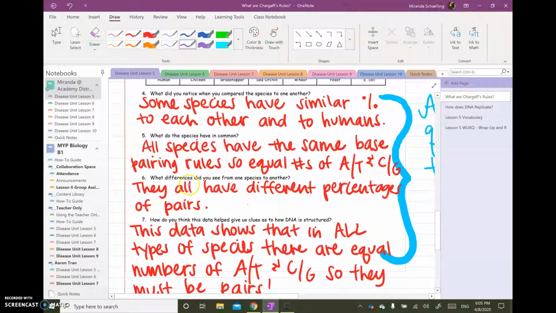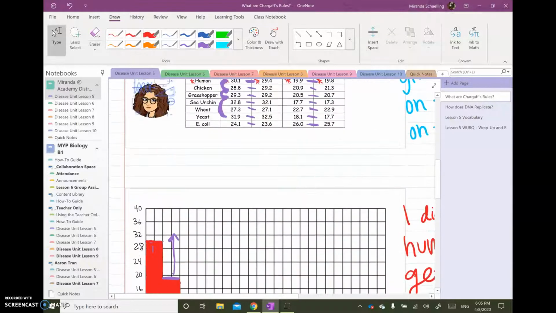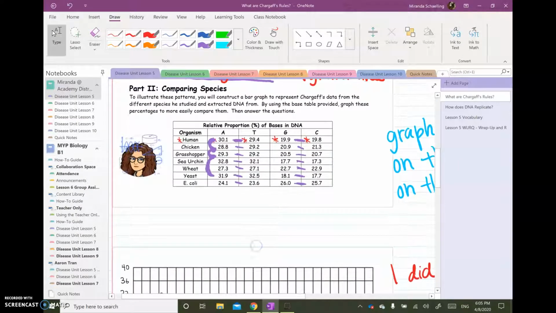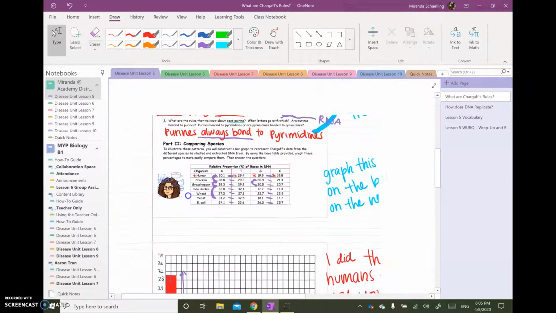What differences do you see from one species to another? And I wrote that they all have different percentages of pairs. So there's almost none of them that have any sort of similar percentages, right? Oh, maybe this one's pretty similar, but still, there's a big difference.